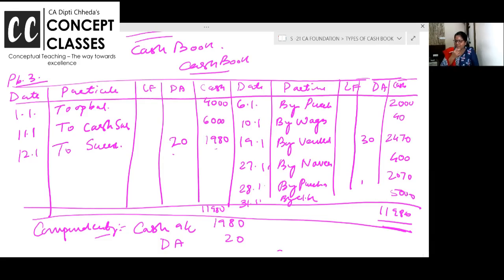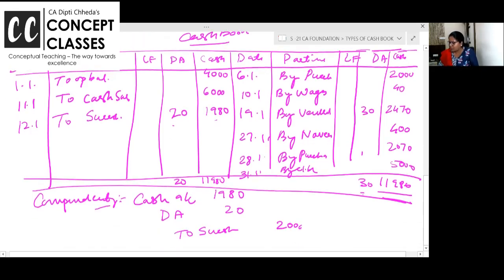Yeah. So this is like double column. You have balanced the cash account. What to do? Discount allowed 20 and this is 30. Keep it as it is. This discount allowed will be credited and posted in the debit side of the discount column.